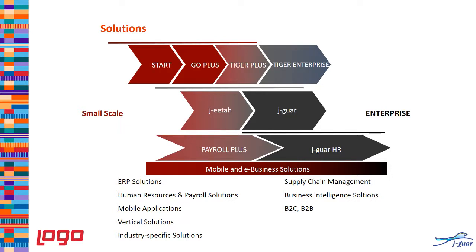First line is the Delphi line of products, second line is the Java ERP products, third line is the Java HR products and Delphi HR products, and thirdly it is mobile and electronic business solutions that we have, which is divided into many subcategories below. So as you can see, we have a wide range of solutions, but what we will be focusing on through this presentation is going to be j-guar and Jita, which is the Java line of solutions that we have.